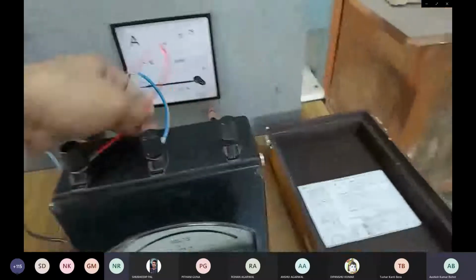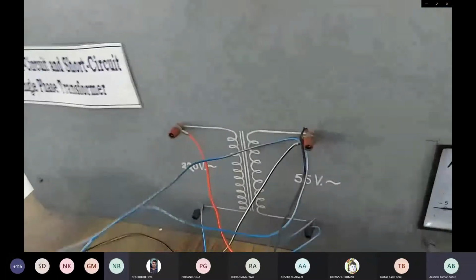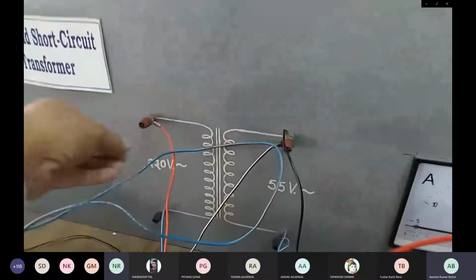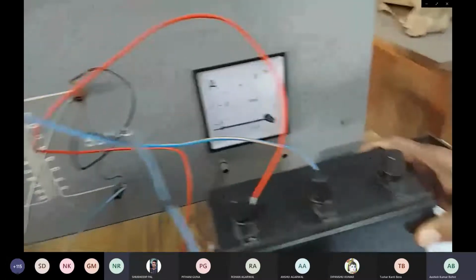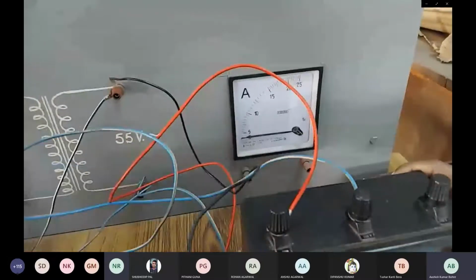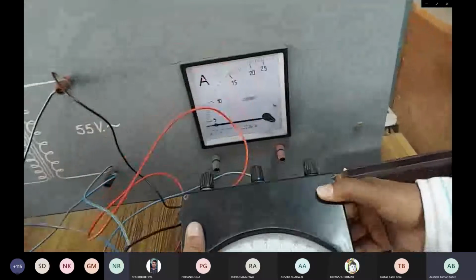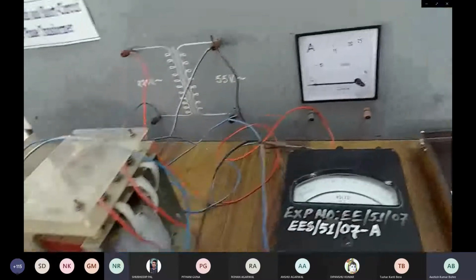So basically the common is connected to the positive. You can see common is connected to the positive. Here it is connected, and you can check that the negative is connected to this wire, which goes here to 300. This will give you the open circuit voltage on the secondary side.